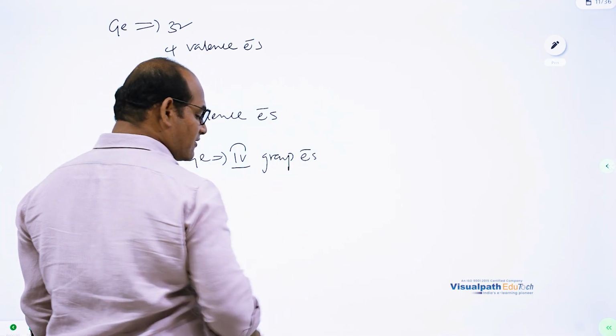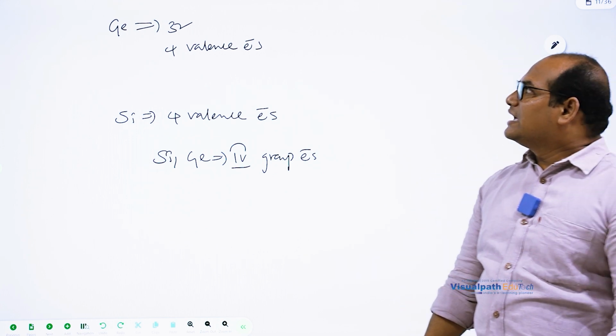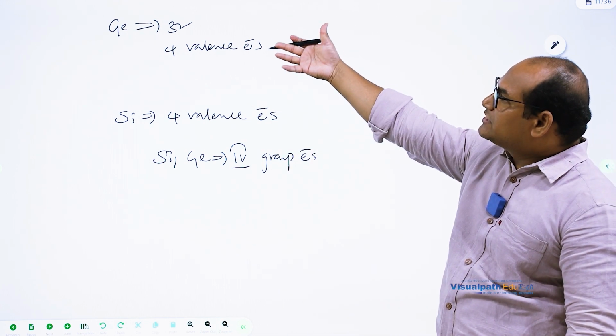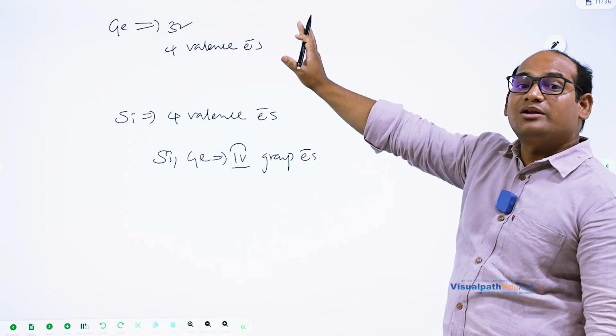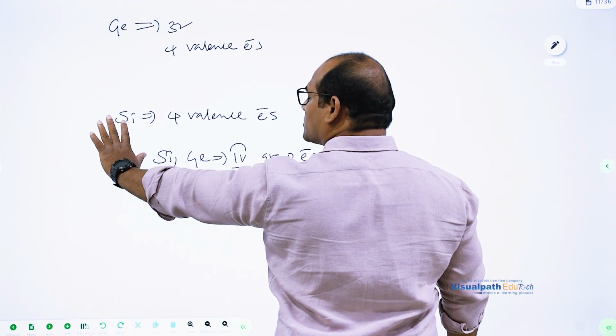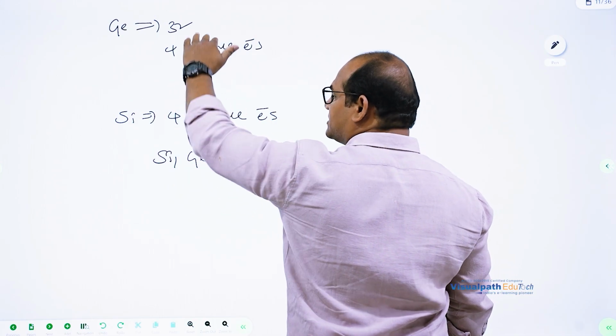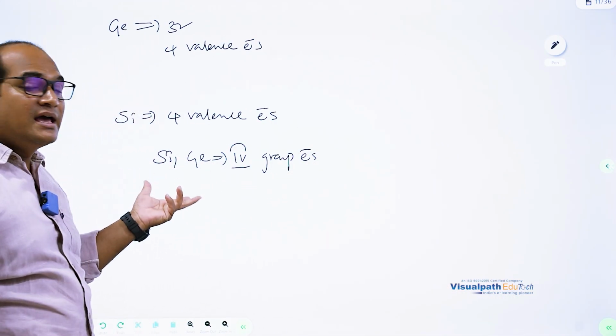Even though many more electrons are available in germanium compared to silicon, germanium is also having 4 valency electrons only. The remaining 28 electrons are the inner orbit electrons only. Outermost electrons are only 4. Here also outermost electrons are only 4. That's why these two are coming under the fourth group. Okay. These two are semiconductor materials.